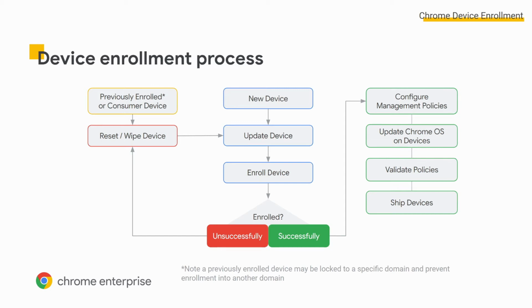Then, you will need to press Ctrl+Alt+E once on the login screen and enroll it with a username and password associated with your domain. If it enrolls successfully, validate that policies are working correctly as you have configured them in the console and provide the devices to your users. If it's unsuccessful, rewipe the device and try again.